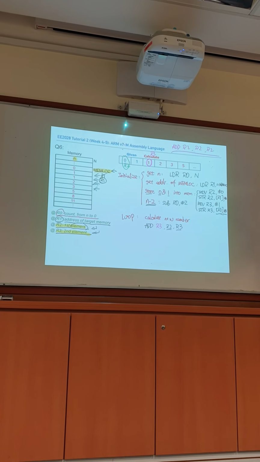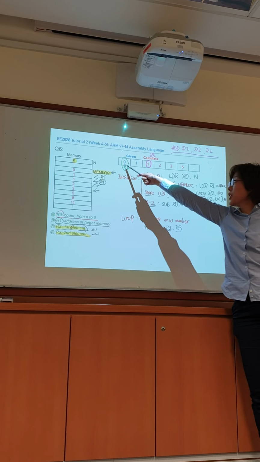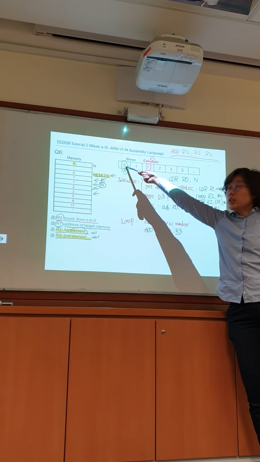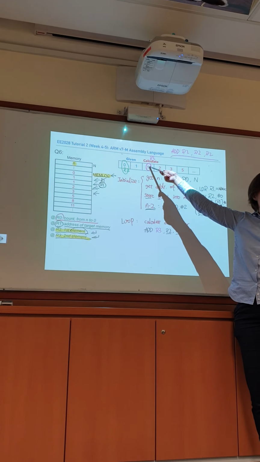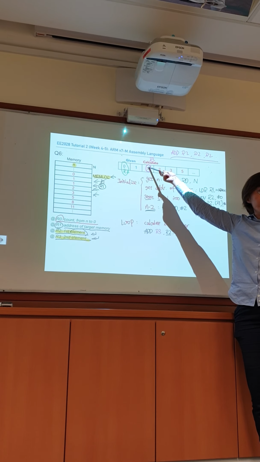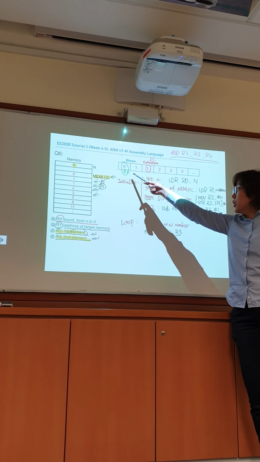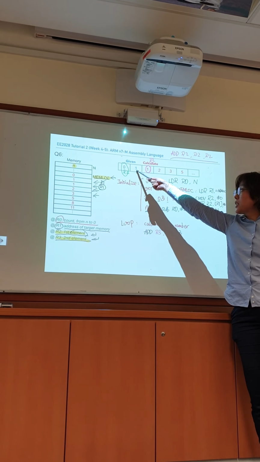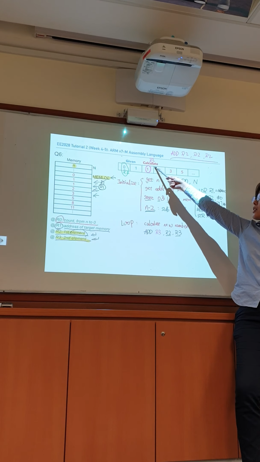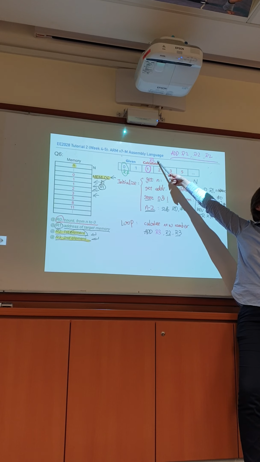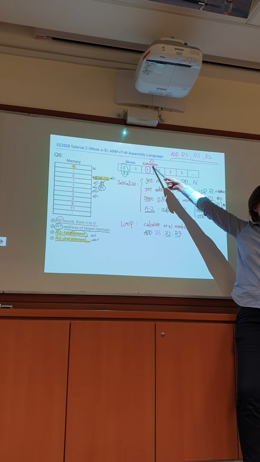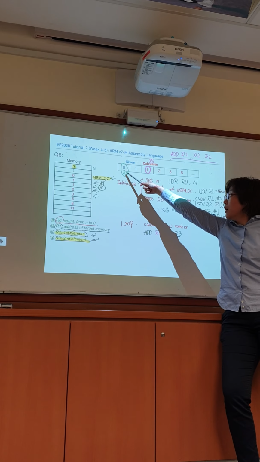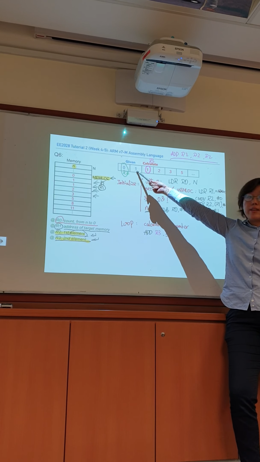Look at my drawing here. Your R2 is still holding 0. Your R3 is holding 1. Now what you want to do is, you want to make your R2 equal to this value. But this value is actually lost already because your R3 is erased. Can you see that? Correct. But, how to let R2 get this value?